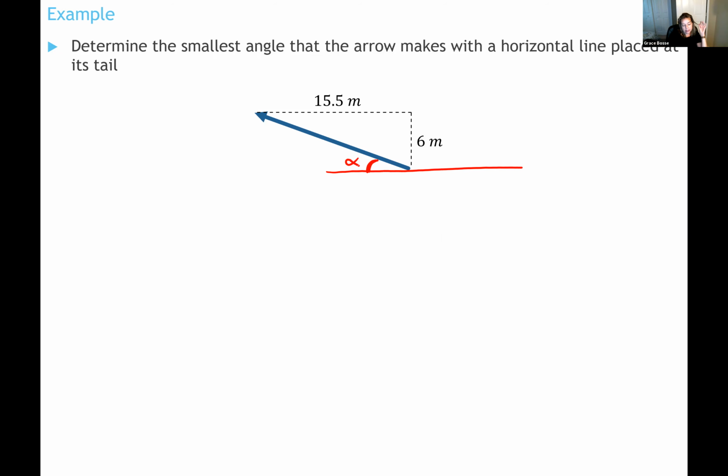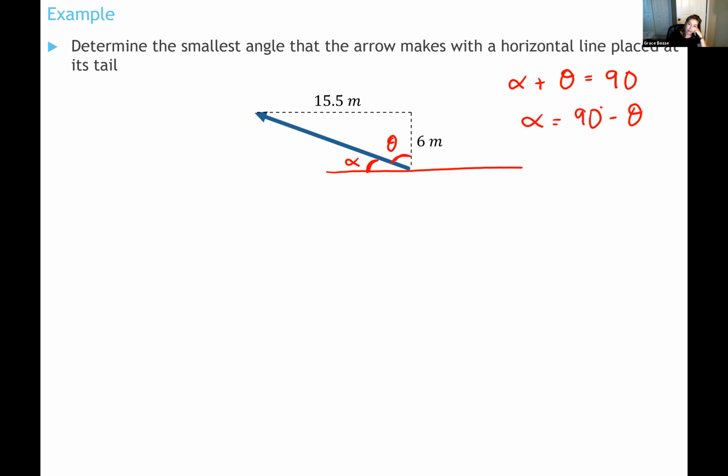Based on this picture here, I can see that the arrow forms the hypotenuse of a right triangle, where the horizontal leg of the triangle is 15.5 meters and the vertical leg of that triangle is 6 meters. Now, if I want to find that angle alpha, I notice here that this angle, we can label this one theta. Alpha plus theta is equal to 90 degrees. Those two are complementary angles. So if I can solve for theta, then I can just subtract it from 90 degrees and that'll give me the angle alpha that I'm looking for. So alpha is just going to be 90 degrees minus theta.